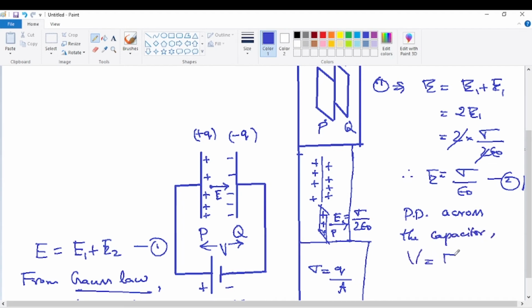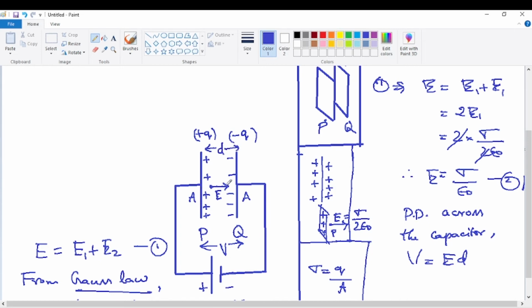V is equal to ED. Now this is a very important relation between potential difference and electric field intensity. This is applicable in any uniform electric field. Now the electric field between the two plates is uniform. So call the plate area of each plate as A. Now the distance between the two plates, we call it D.